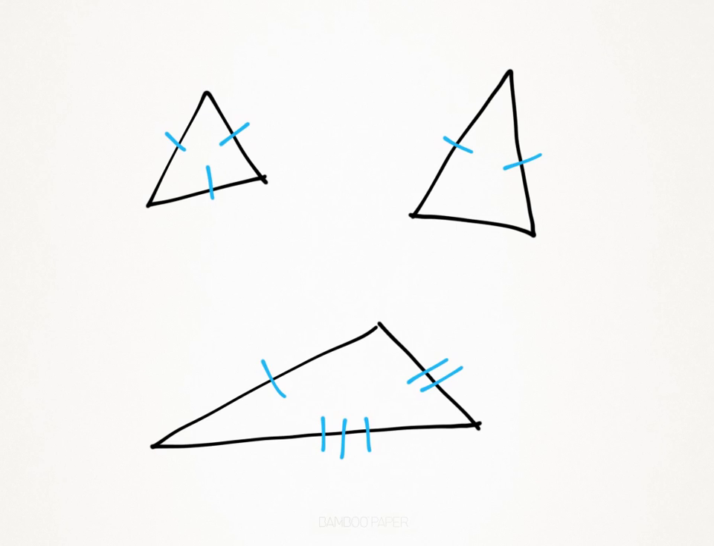Here are the three types of triangles based on sides: equilateral, isosceles, and scalene.